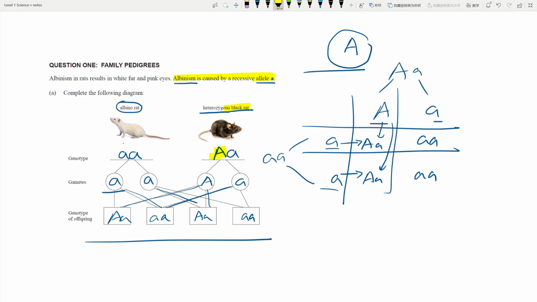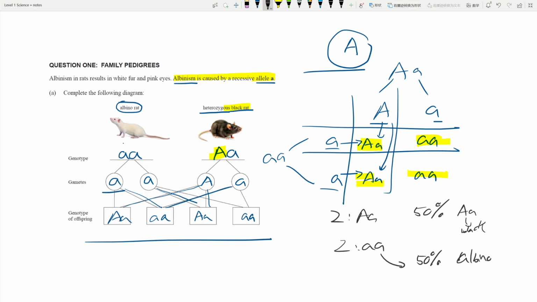If we look at this particular question, these are my 4 outcomes. I have 2 big A, small a, which is heterozygous, and 2 small a, small a, which is homozygous recessive. So out of 4, I have 50%, 2 out of 4, that are going to be big A, small a, which means they are going to be a normal black color. The other 50% are small a, small a, homozygous recessive, which means I'm going to get an albino rat.